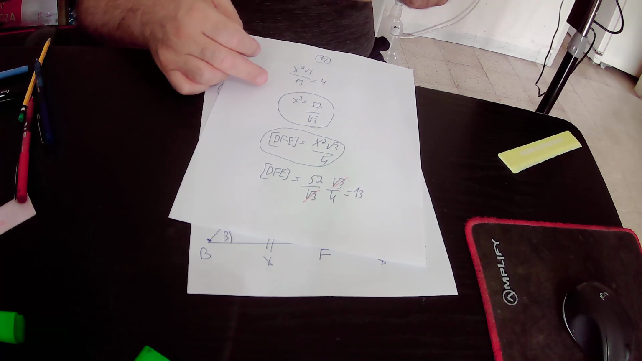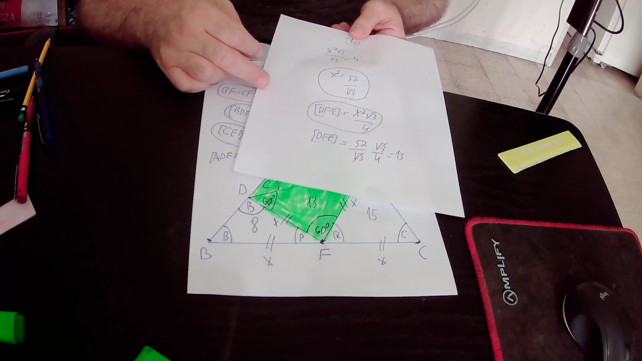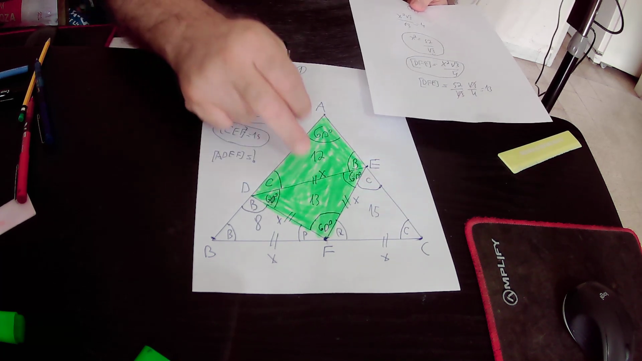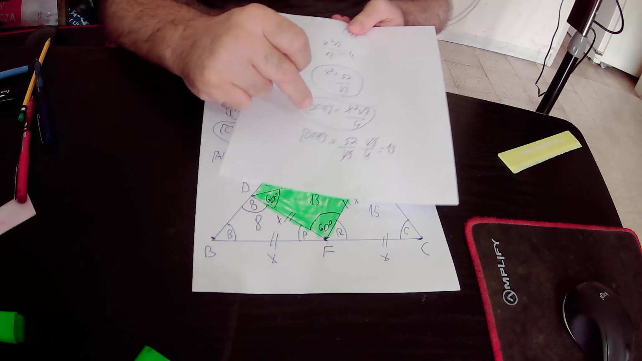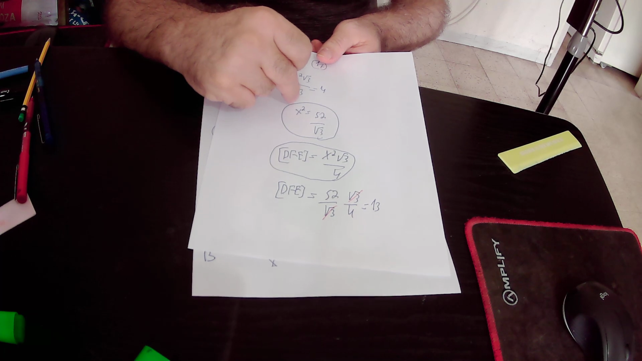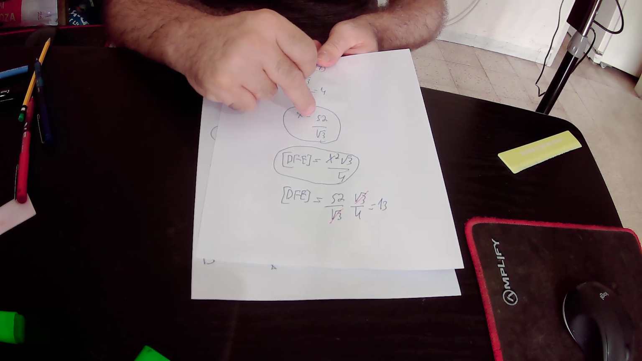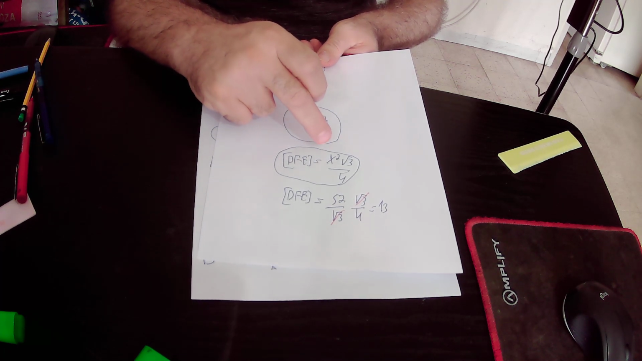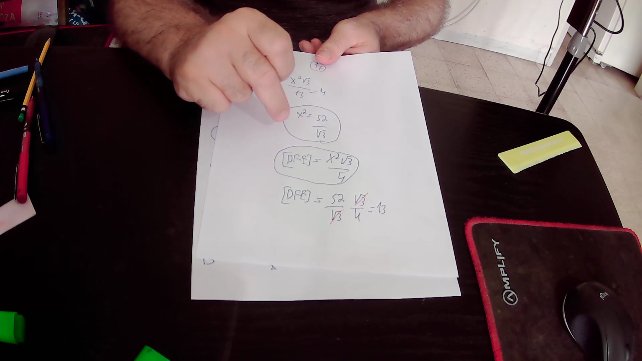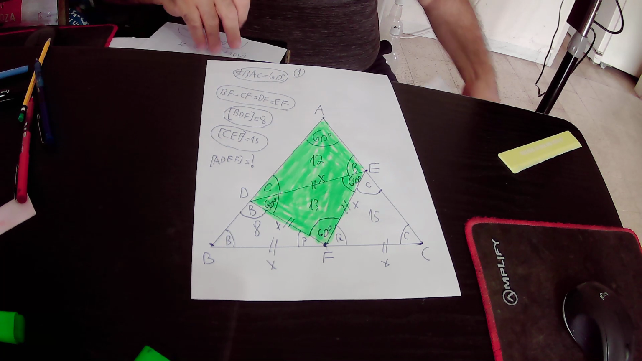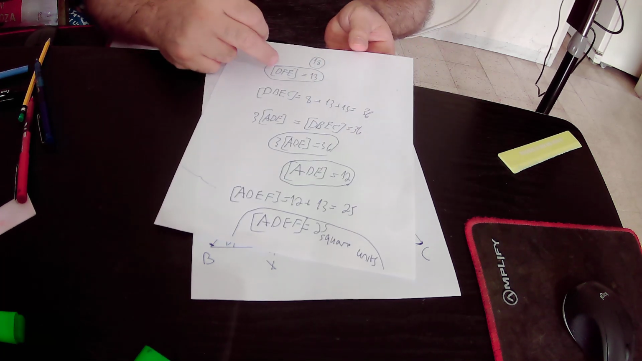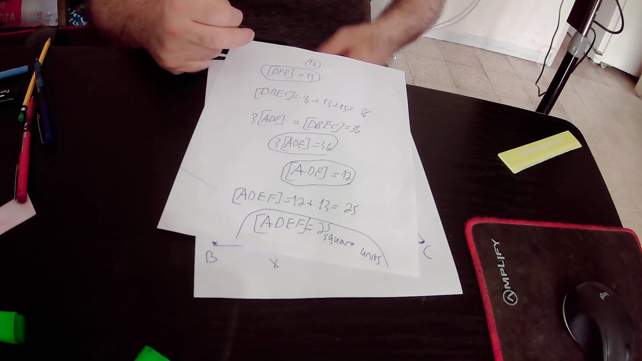Okay, then we found the area of triangle DEF, the equilateral triangle DEF, actually it equals x squared times root 3 over 4. But we already found out that x squared equals 52 over root 3, so we can substitute x squared in this equality by 52 over root 3. Okay? And we found out that the area of the equilateral triangle DFE equals 13 square units.